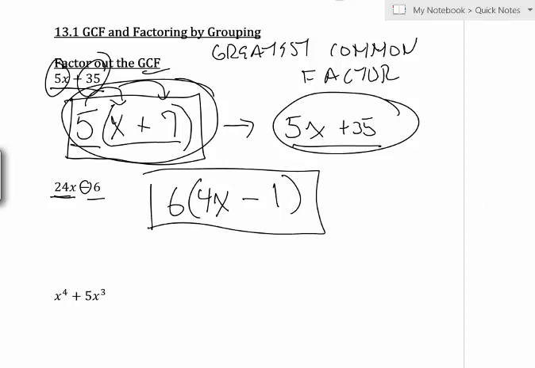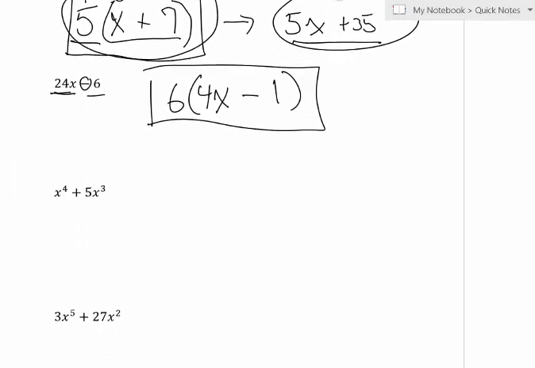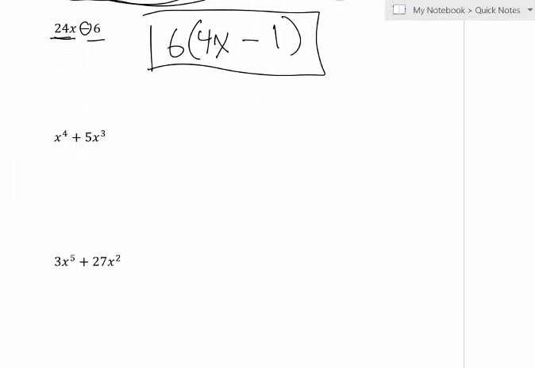All right, let's take a look at the next part. So here I have x to the fourth plus 5x to the third. So I want to figure out what's the most number of x's I can take away from x to the fourth and 5x to the third. Well, the most number of x's I can take is 3 of them.